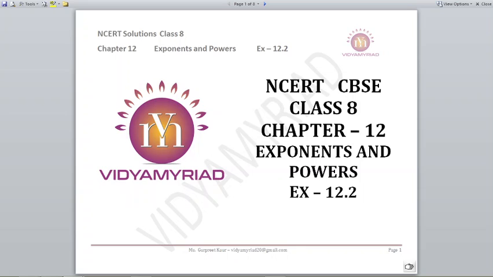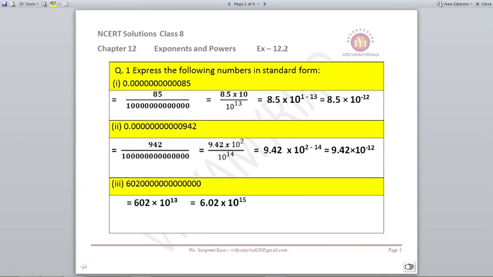This video is made for class 8 on chapter number 12, Exponents and Powers, and today we are going to begin with exercise 12.2 from NCERT. Question number 1. Express the following numbers in the standard form. Now what is the standard form? Standard form will be written in the form of an exponent notation with the base as 10.